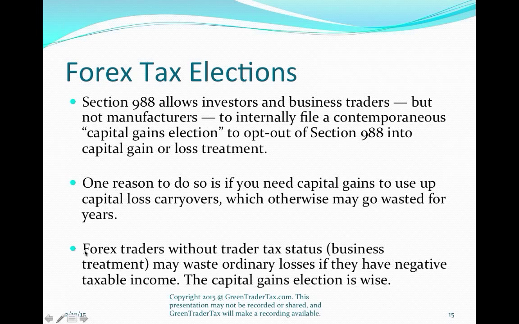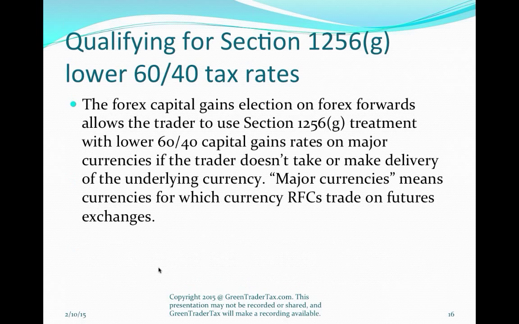Another reason is if you're a Forex trader and you don't have business treatment, you don't have trader tax status, you don't qualify for that. If you have negative taxable income, if all you do is trade, but not enough for business treatment, and you lose 20, 30,000 and you don't have any income to absorb it, and you have a bunch of itemized deductions or a standard deduction, it's all going to be wasted because it's not a net operating loss carryover or carryback. So you want to do that capital gains election.